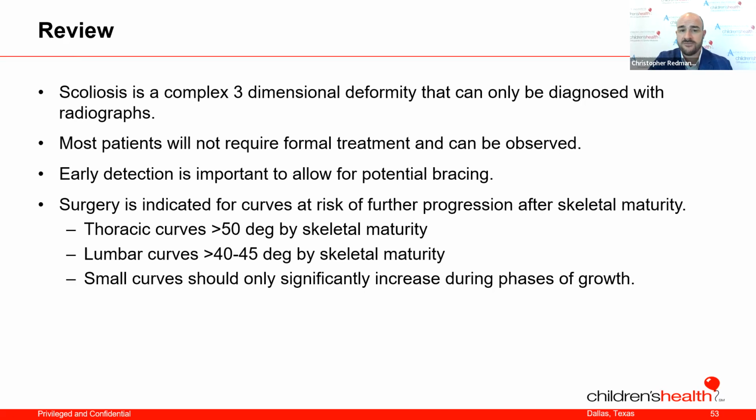And then surgery is indicated for curves that are at risk of further progression after skeletal maturity. And these are curves that are going to be greater than 50 degrees in the thoracic spine at skeletal maturity, or curves that are greater than 40-45 in the lumbar spine at skeletal maturity. Small curves should only significantly increase during phases of growth and should not further progress once we are done growing.